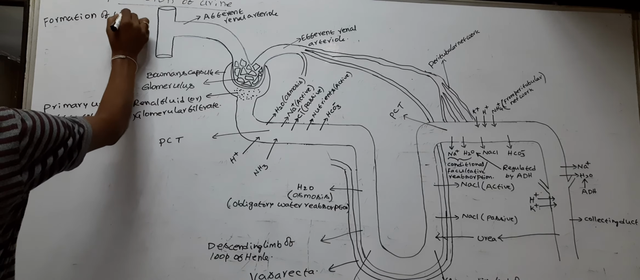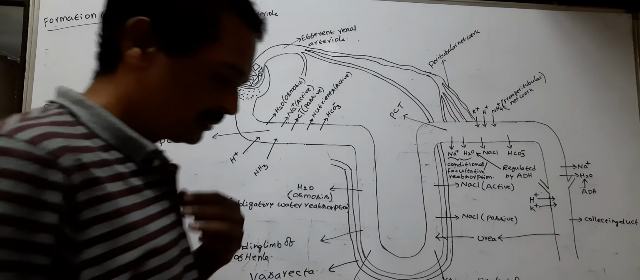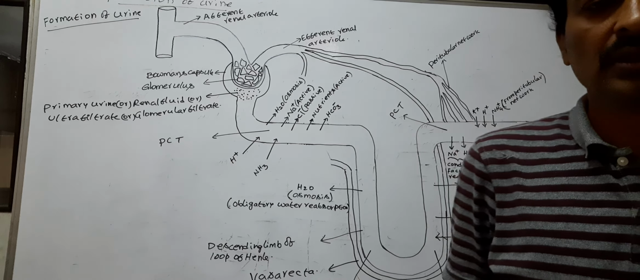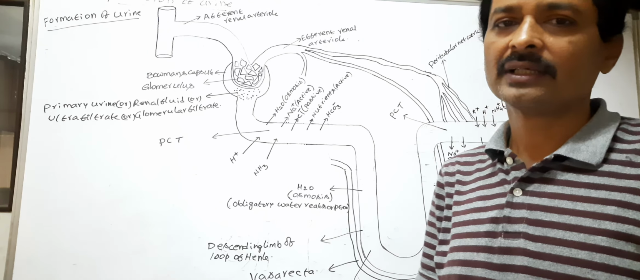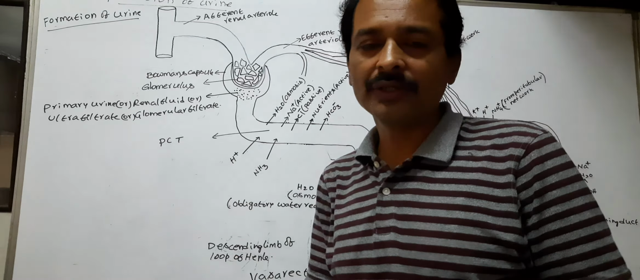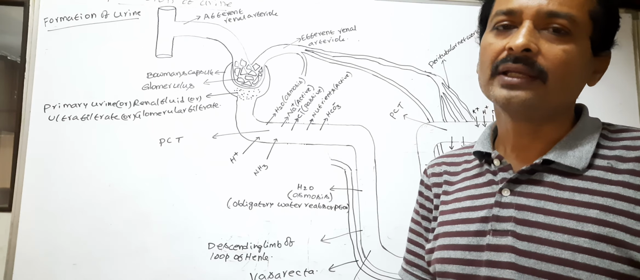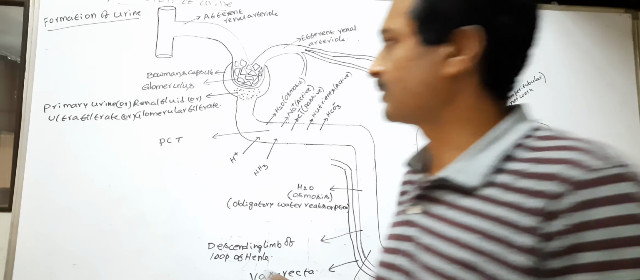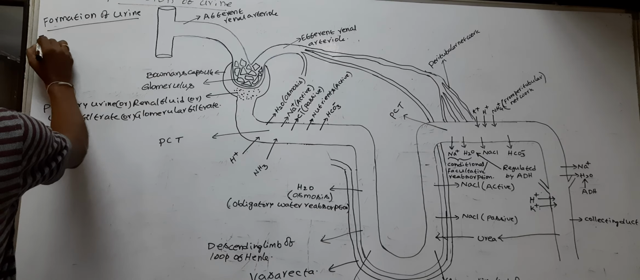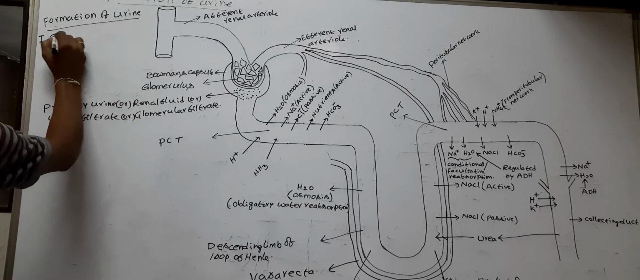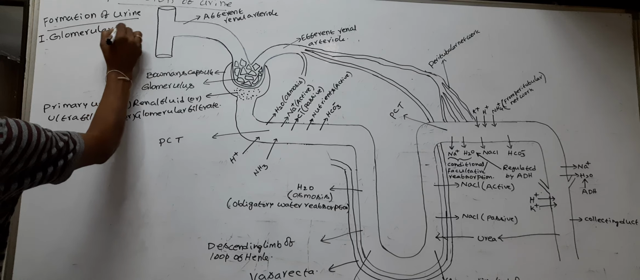Formation of urine. Urine is formed in the nephrons of the kidney. The formation of urine involves three main processes or steps. The first process is glomerular filtration.